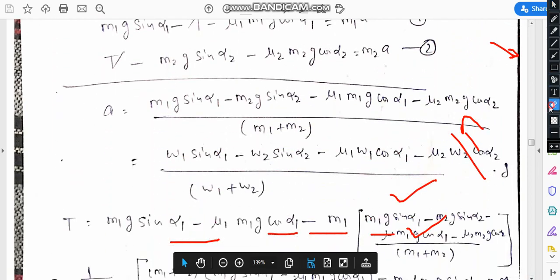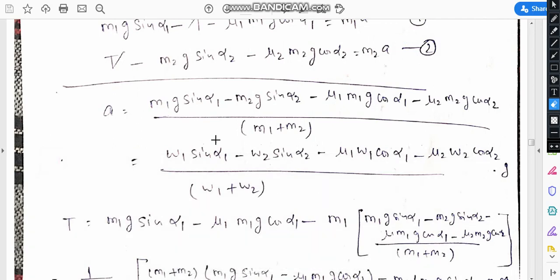By adding these two equations we obtain the expression a equals m1g sin alpha 1 minus m2g sin alpha 2 minus mu1 m1g cos alpha 1 minus mu2 m2g cos alpha 2, upon m1 plus m2. So m1g is w1 and m2g is w2. You can put w1 and w2, it depends on you; if you don't wish to, you can keep the equation in m1 and m2. So a is equal to this.